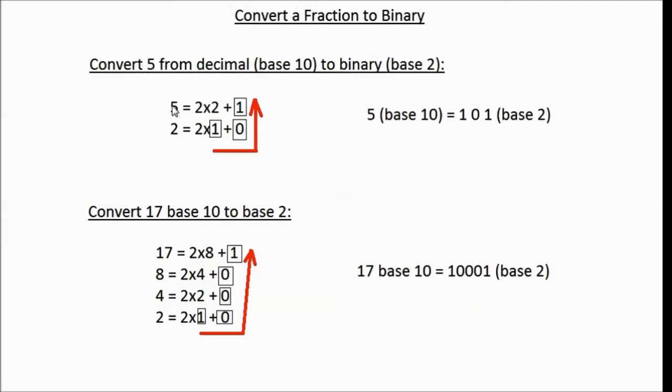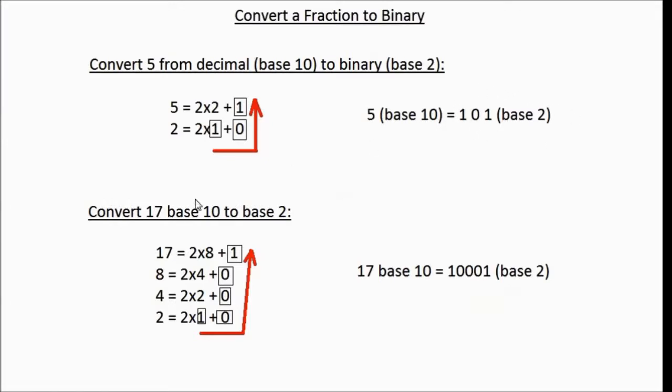5 divided by 2 gives me a quotient of 2 and a remainder of 1. This quotient 2, when divided by 2 again, gives me a quotient of 1 and a remainder of 0. So you collect the quotient and these remainders in this sequence following this arrow. It gives me 1, 0, 1. So 5 in base 10 becomes 1, 0, 1 in base 2.